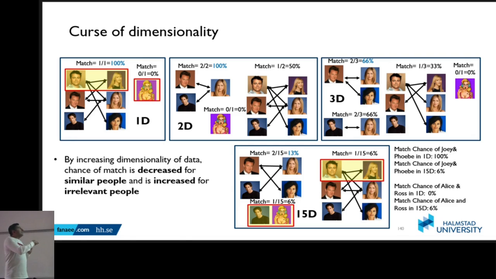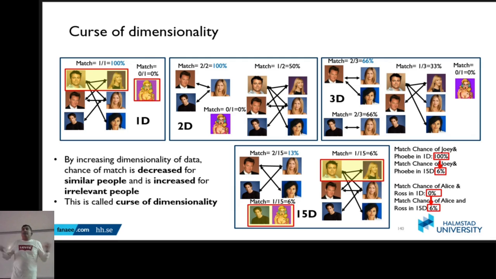So we noticed that by increasing the dimensionality of data, the chance of match is decreased for similar people, and is increased for irrelevant people, right? This is called the curse of dimensionality. In machine learning, you always hear about high dimensional data and the curse of dimensionality. This is the curse of dimensionality. So you see here, 100% goes down to 6%, 0% goes up to 6%. So at the end, everyone is similar to everyone, even irrelevant people. So this is the curse of dimensionality.